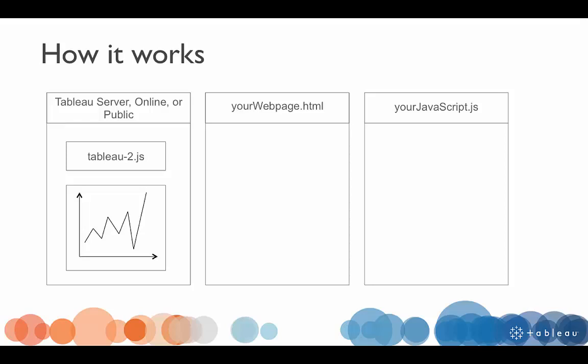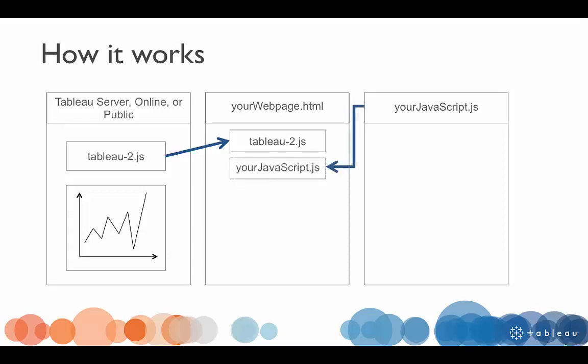Now let me make this clear. You don't need to write this JS file. It's already been written for you. It's what enables the API, and it already lives on every installation of Tableau server, Tableau online, or Tableau public. But what you'll do with that Tableau-2.js is include it inside of your web page's HTML with a script tag, and that'll enable the API. The next thing you'll do is take your JavaScript, which includes your custom API code, and add that to your web page as well.